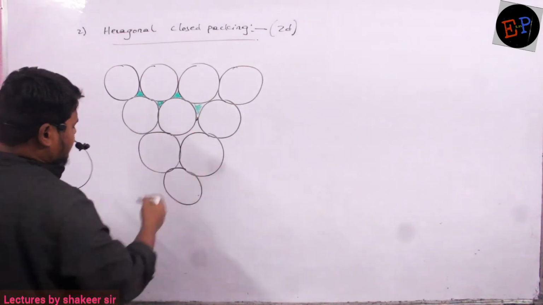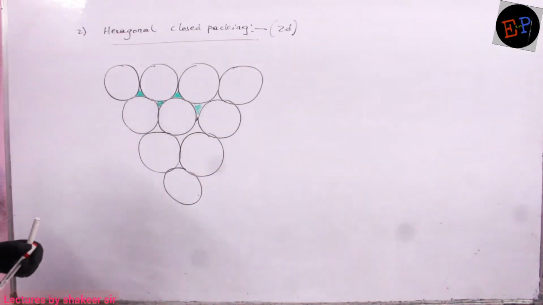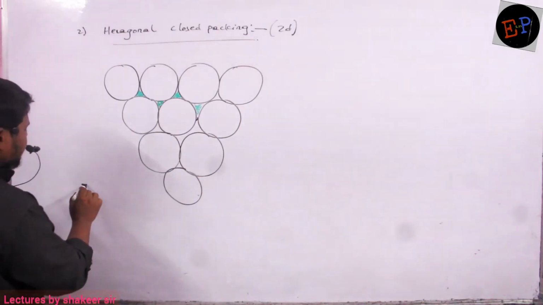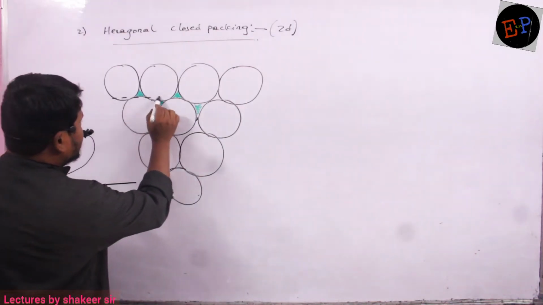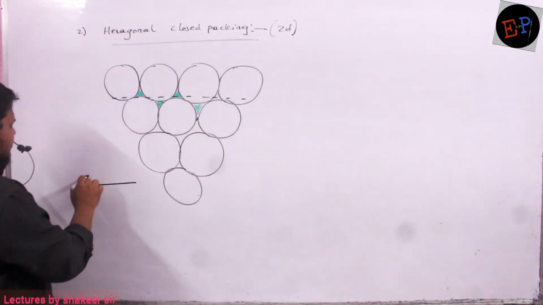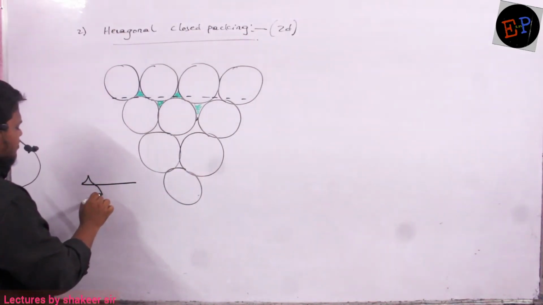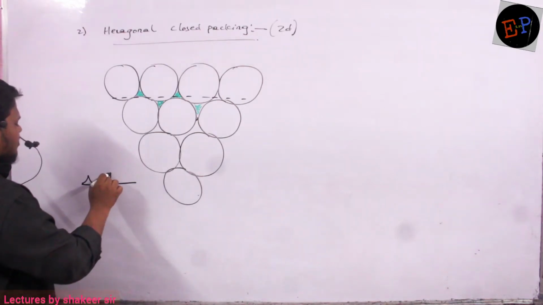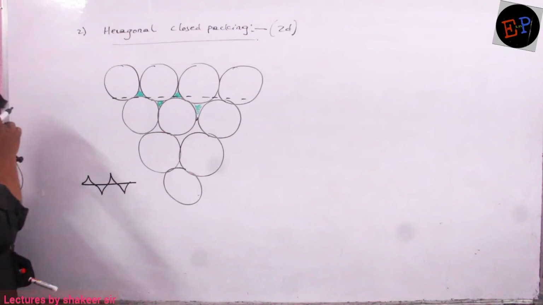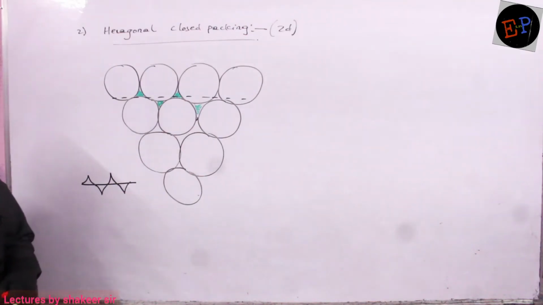So what do you understand? For example, if I draw a reference line, clear? So if I draw an imaginary line like this, clear? Then what will be the shape of the voids which are created? This will be the approximate shape of the voids. Are you able to understand?